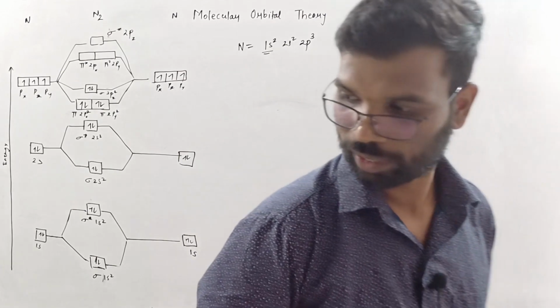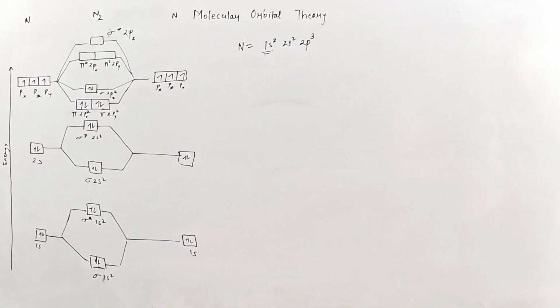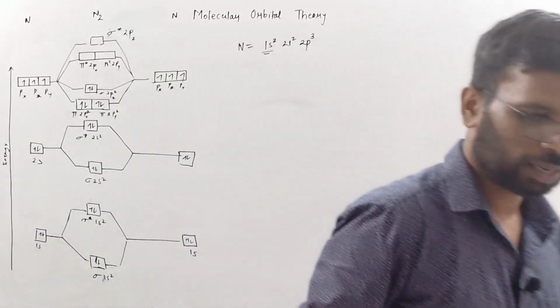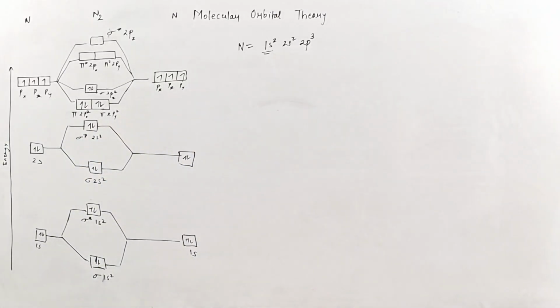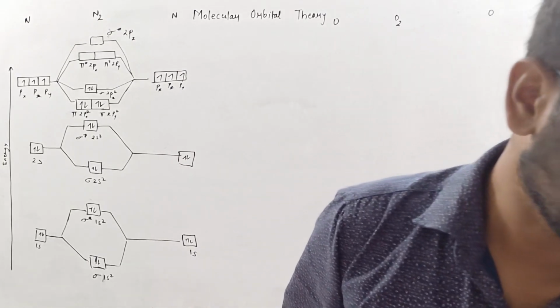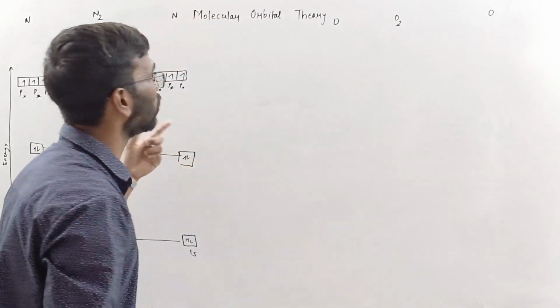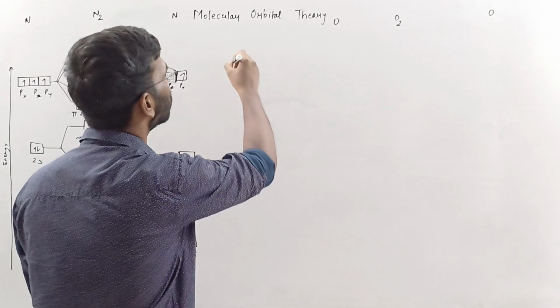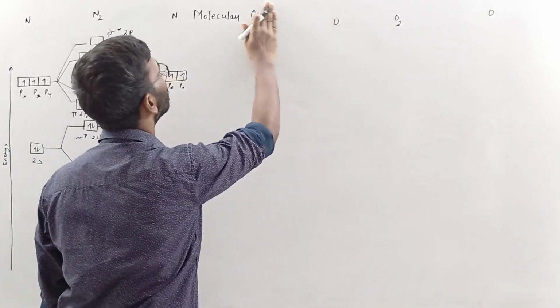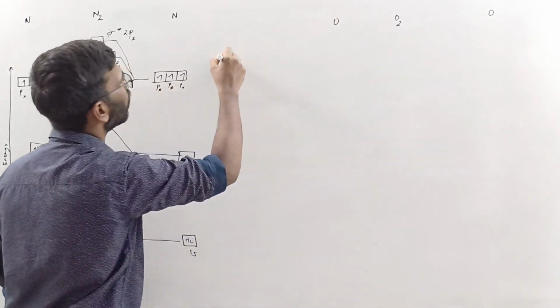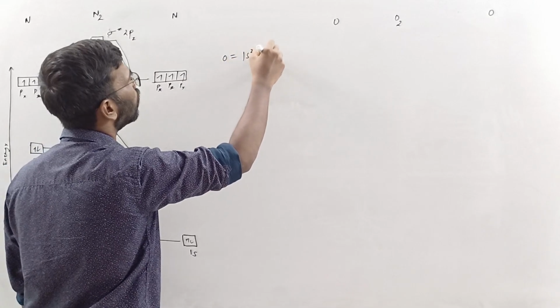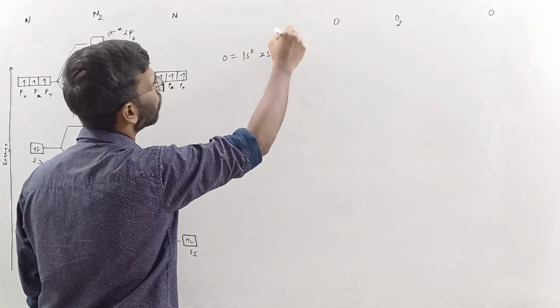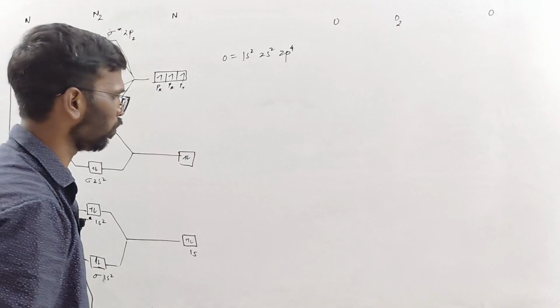If I want to develop an oxygen molecular diagram, to save time I'll just pause this video. You can see what I am doing, or I'll explain here also. What is the difference between nitrogen and oxygen? How are you going to place the molecular orbitals? First, oxygen's electronic configuration is 1s2, 2s2, 2p4.